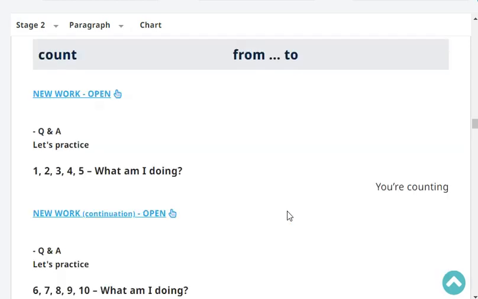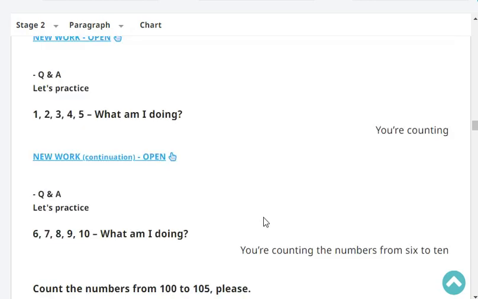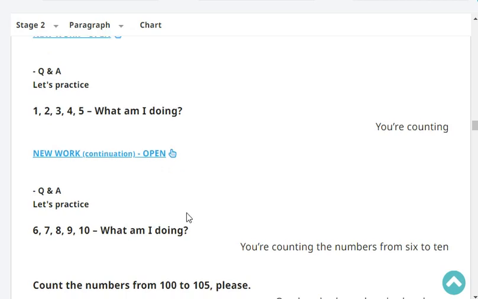Okay, 1, 2, 3, 4, 5. What am I doing? You're counting the numbers from 1 to 5. Very good. 6, 7, 8, 9, 10. What am I doing? You're counting the numbers from 6 to 10. Very good.